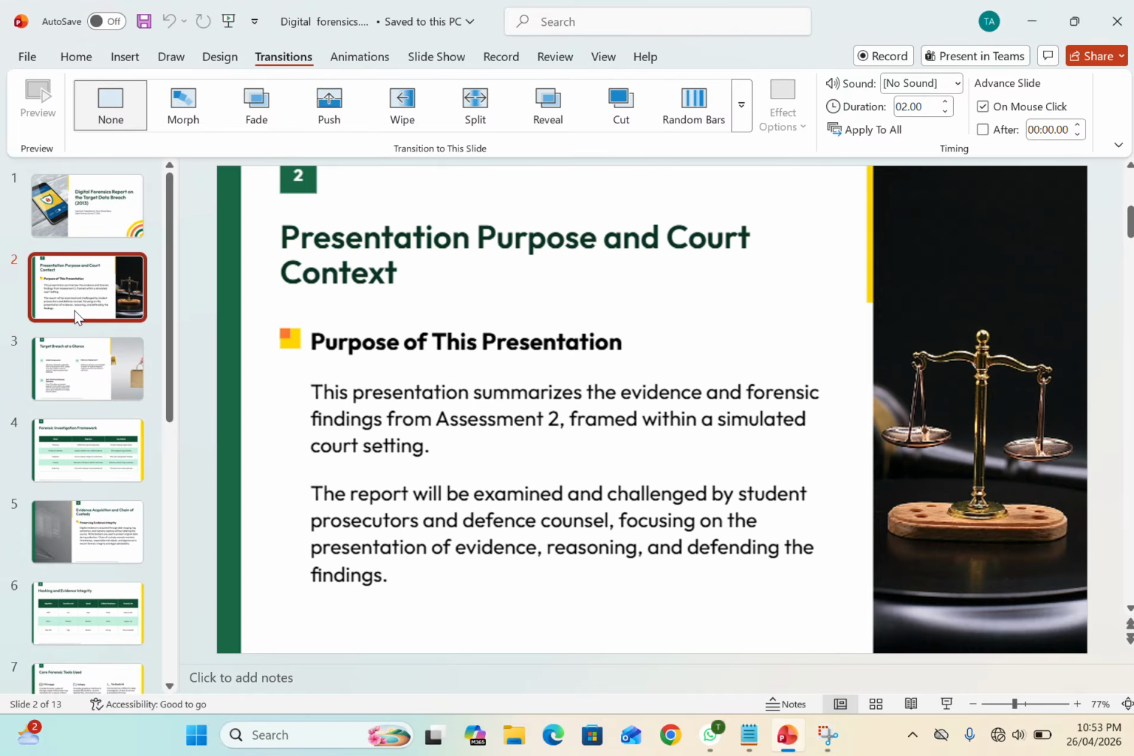So, what is the presentation and what is its purpose? The purpose of the presentation is that it summarizes the evidence and the forensic findings from assessment number two that has already been submitted, framed within a simulated court setting. The report will be examined and challenged by students, prosecutors, and defense counsel, focusing on the presentation of evidence, reasoning, and defending the findings.